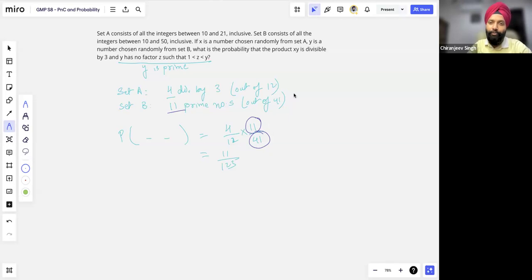Okay. A lot of people actually wrote 1 by 3, which is 4 by 12, as the answer. Anyone else would like to explain why it should be 11 by 11, not 11 by 41?